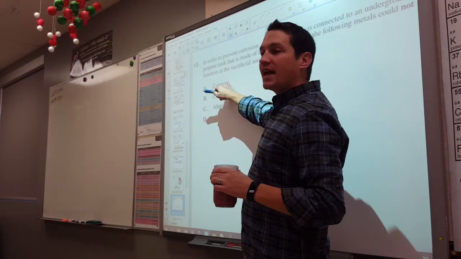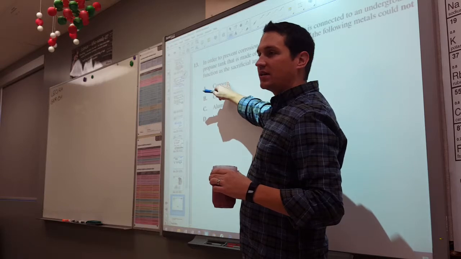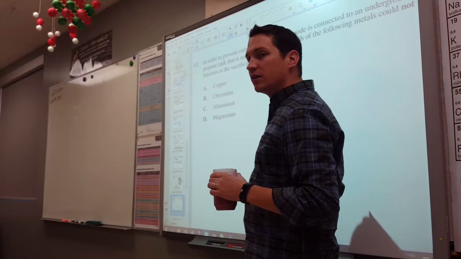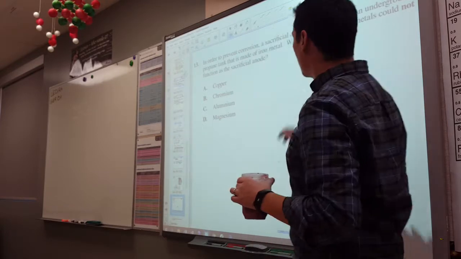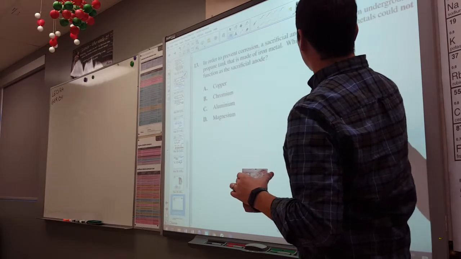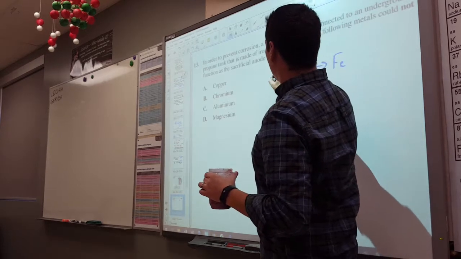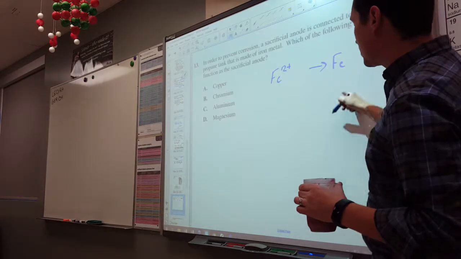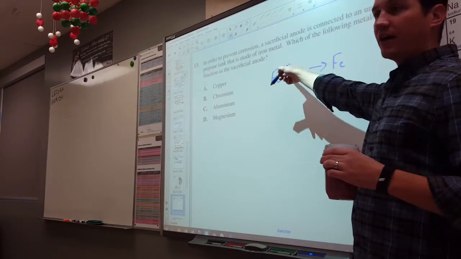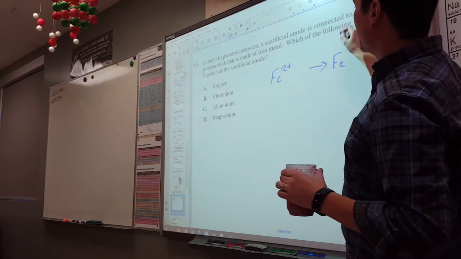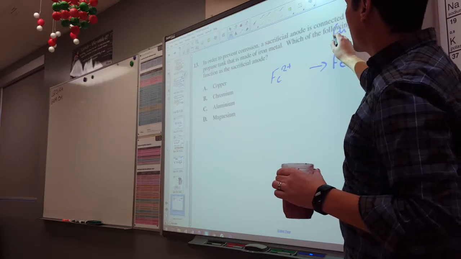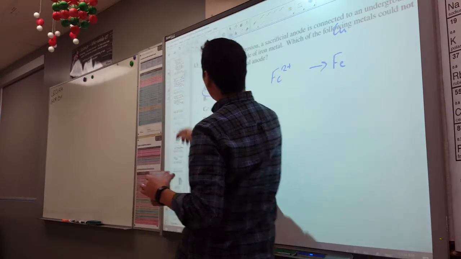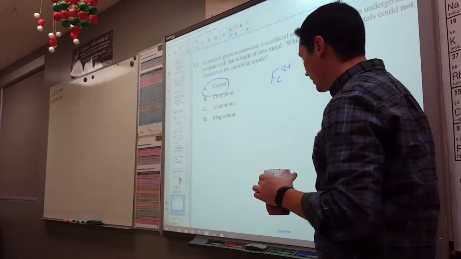Could copper sacrifice its electrons to the iron? And remember, this is the idea. When iron turns into iron 2+ ions, we want something else that's lower than it to be able to sacrifice, right? Copper is way above it, right? So can copper sacrifice electrons for the iron 2+? No. This is the only one that cannot act as a sacrificial anode.